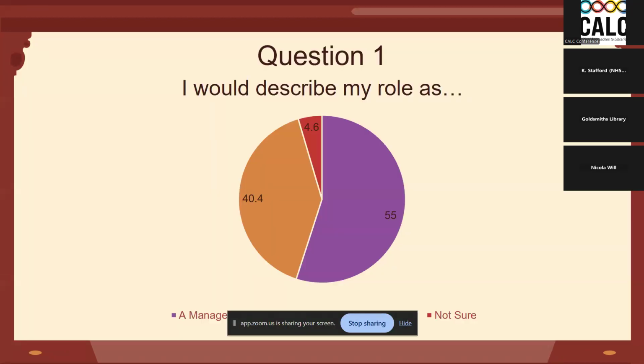So, looking at the first question, this asks how respondents would categorize their role on this line between management and non-management. And what we found was that the balance of management to non-management in respondents was skewed slightly in favour of management, with management making up 55%, so 83 of the respondents, and non-management 40%, 61 of the respondents. The remaining just under 5% was made up of various other self-described roles, a lot of which reflected the kind of hybrid job descriptions which we're getting very used to in libraries now.